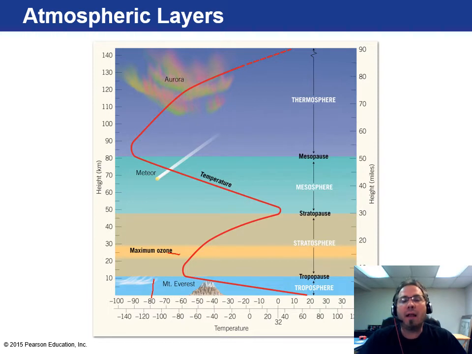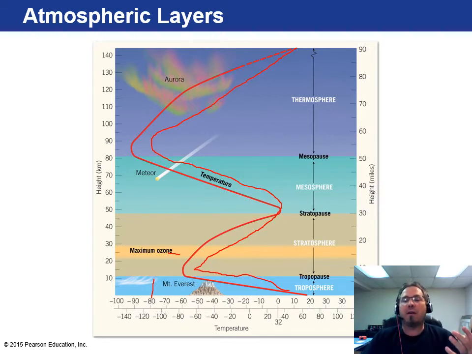You can see on this red line that the temperature decreases, and then throughout the stratosphere it begins to increase again, and then it decreases through the mesosphere, and then it increases as you go out into space. The reason it increases as you go out into space is because there's less and less atmosphere, so the rays of the sun are more intense up there because there's nothing to block them.